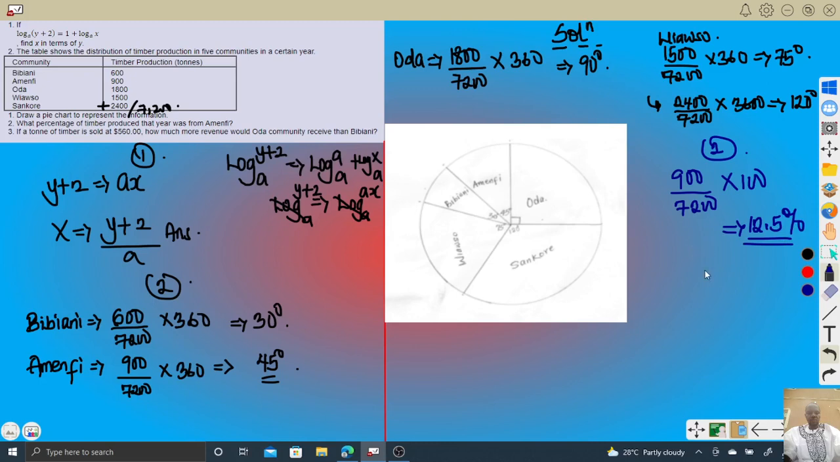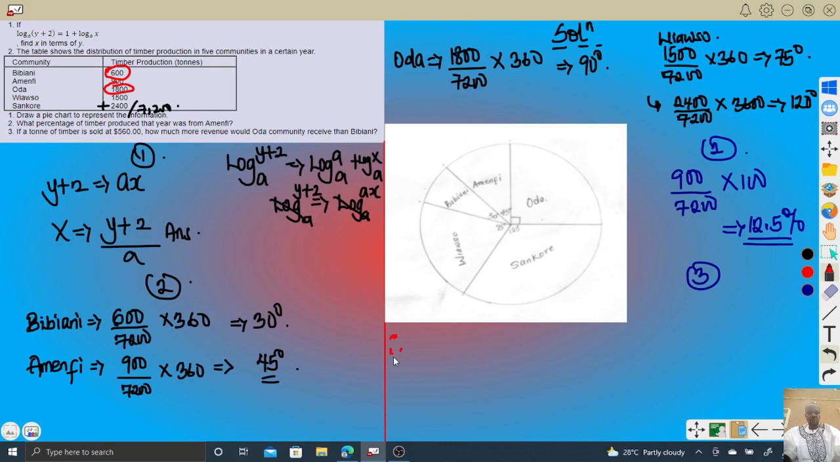Then the third question, number 3, says if a ton of timber is sold at $560, how much more revenue did Adda community receive than Biabiani? So that means you are subtracting. Where is Adda? Where is Biabiani? 600. So each of them is sold for... So therefore, this is a straightforward question.